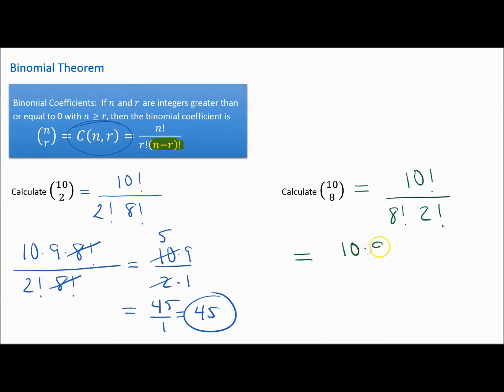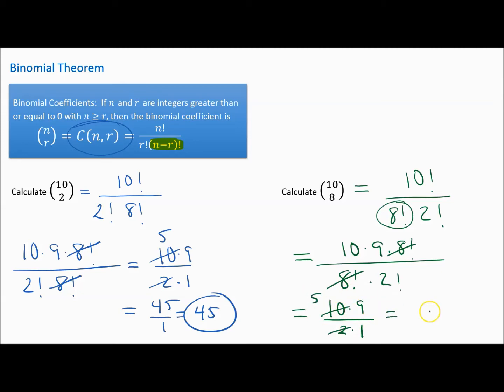So this is 10 times 9 times the biggest one in the denominator, 8 factorial, divided by 8 factorial times 2 factorial. The 8's cancel. And I've got 10 times 9 over 2 times 1, right? This 10 and 2 cancel to leave a 5, and very similar simplifying. Notice you get the same answer, and that's always going to happen.